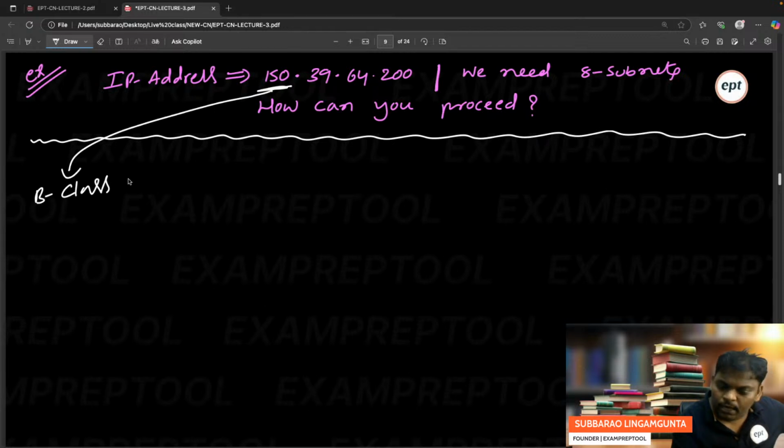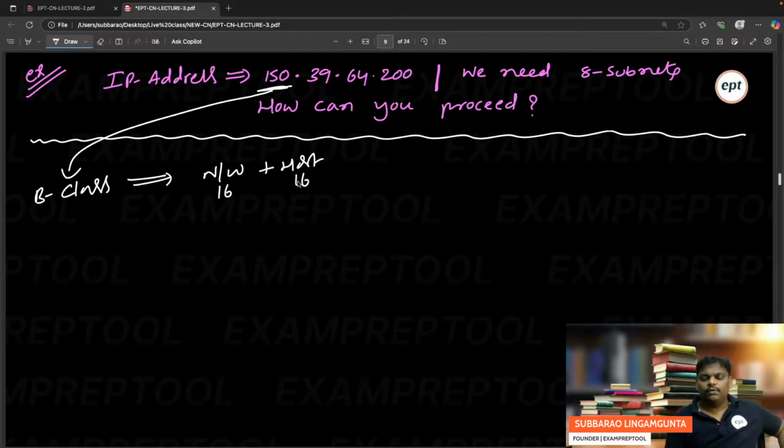When you say class B, network area plus host area. Network area 16 bits, host area 16 bits. He is given an IP address, he is indirectly saying which class. Listen further, he is given some IP address, indirectly it is a class B. And one more, we need 8 subnets, he is saying. How I will proceed, you can understand.